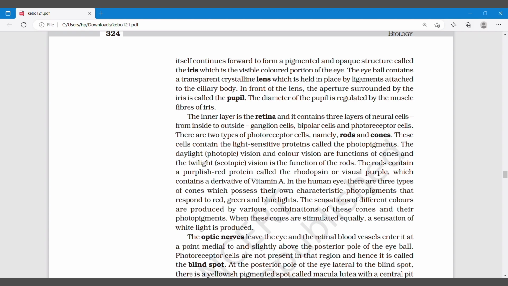The rods contain a purplish red protein called rhodopsin or visual purple, which contains a derivative of vitamin A. In the human eye, there are three types of cones which possess their own characteristic photopigments that respond to red, green, and blue lights. The sensation of different colors is produced by the various combinations of these cones and their photopigments. When these cones are stimulated equally, a sensation of white light is produced.